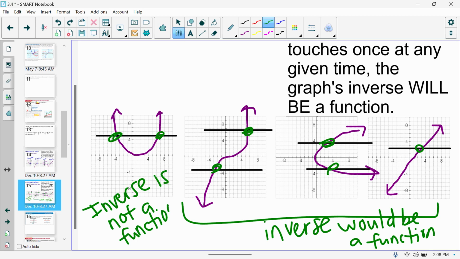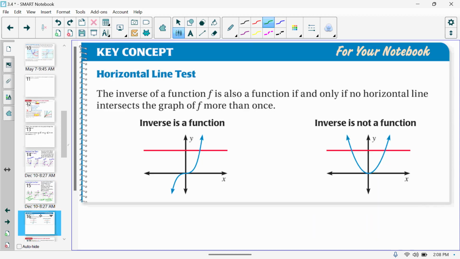So I have a slide here to summarize this, and I put it on your little formula sheet that I gave you for this chapter 2. The horizontal line test says the inverse of a function f is also a function if a horizontal line only touches it one time, okay? So again, that function on the left is an example of something where its inverse would be a function. It only touches the graph once.